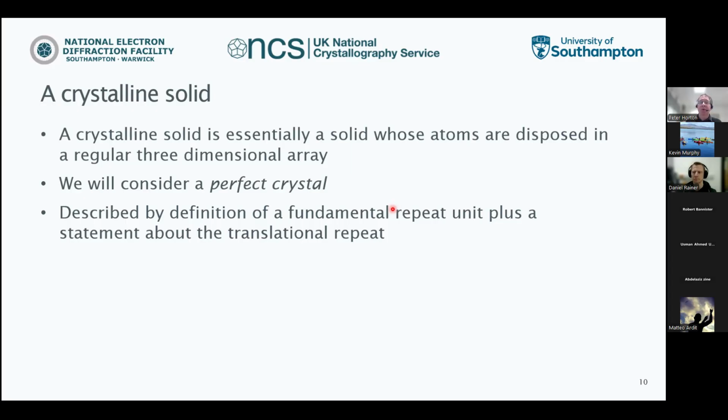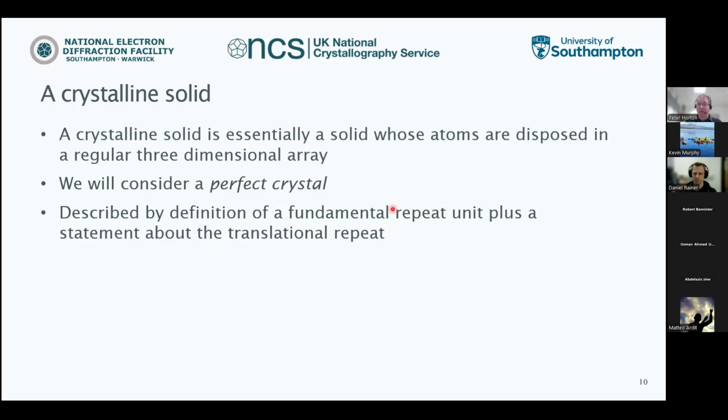But the basic idea is you have a fundamental repeat unit that can be mathematically constructed inside the crystal, and then that is repeated in all three dimensions, and you can effectively, if you had to, build up the crystal back to what you can actually see.